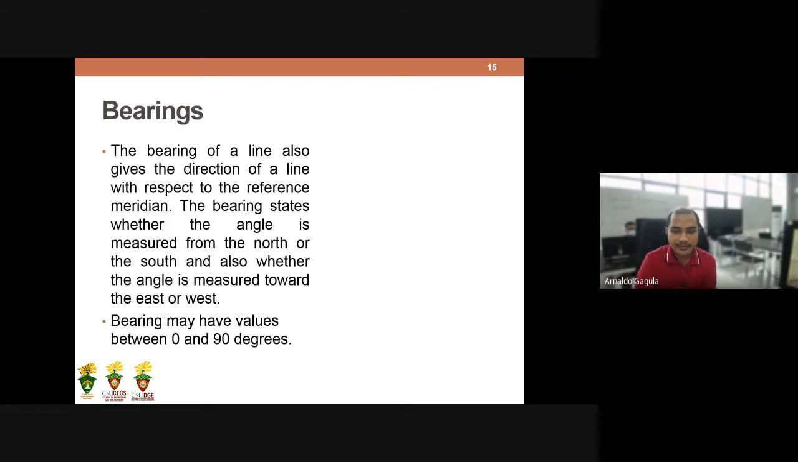And naka-refer siya sa north meridian or south meridian. But mag-matter lang siya kung going to the east ba siya or going to the west. Unlike sa azimuth, na isa ka angle, whether asa na butang imuhang meridian, as long as sulod lang siya sa 360.